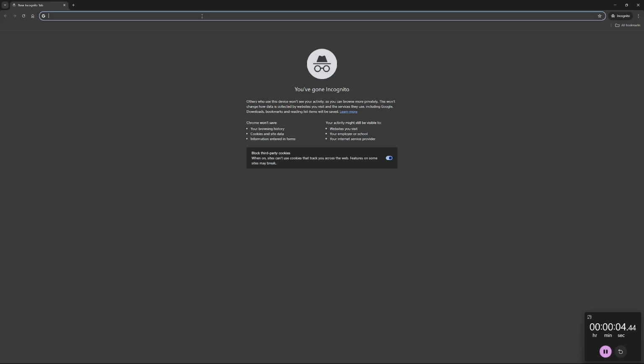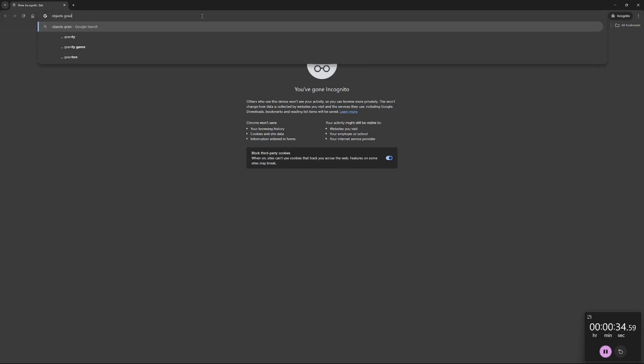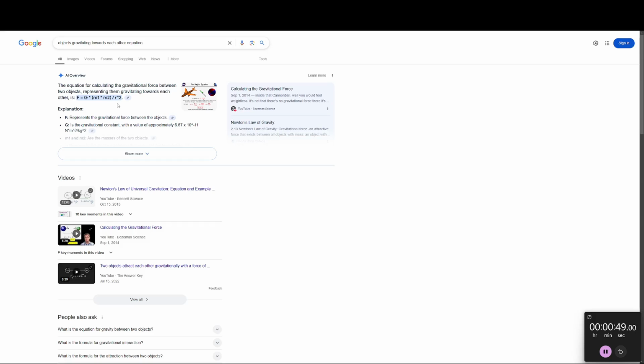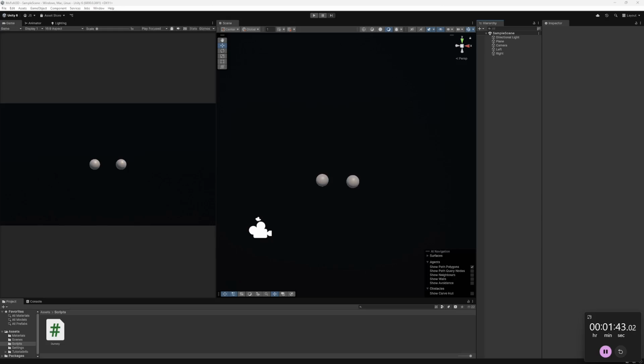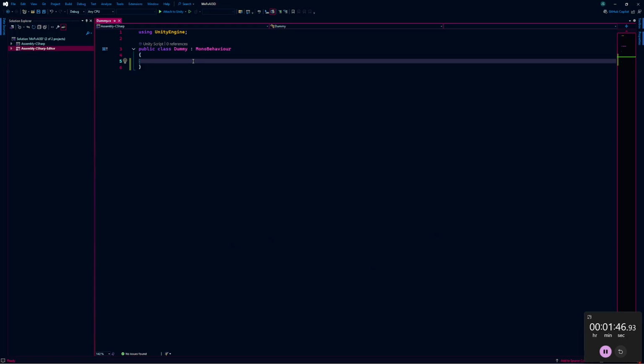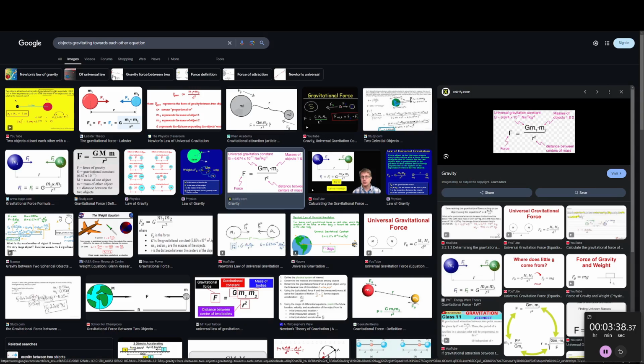I gotta figure out some sort of math equation for objects gravitating towards each other, so I'm going to throw this on the other screen just so I have some math that I can look at while I try to write all this down. I guess I'll just write down some of my constants. So, gosh, that's an incredibly tiny number. I should have paid more attention in physics.